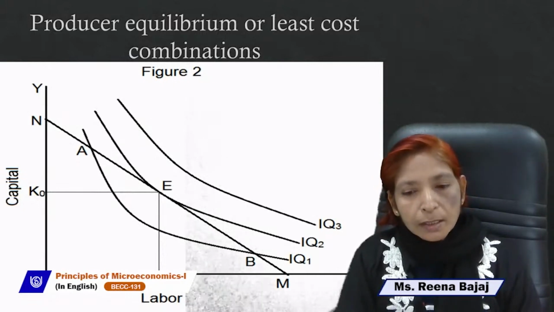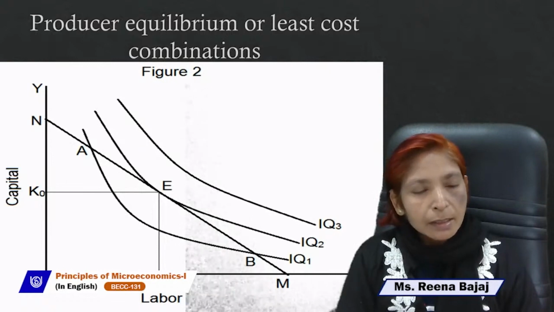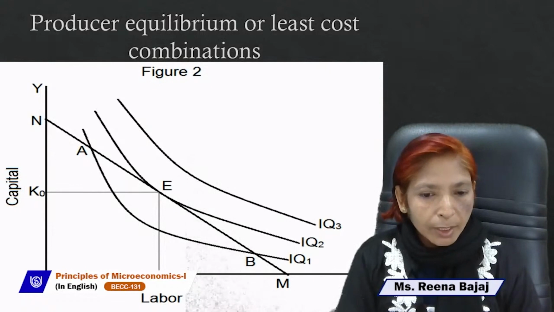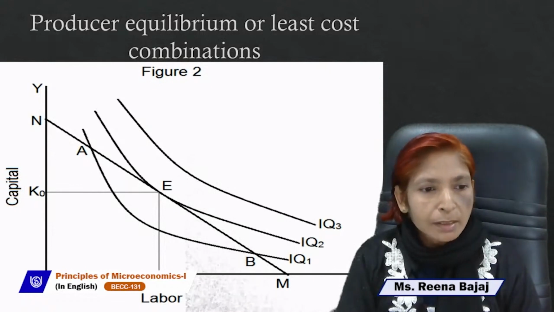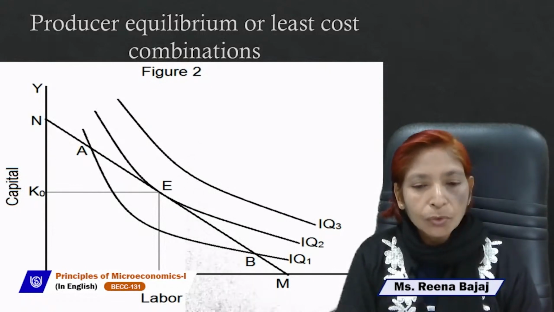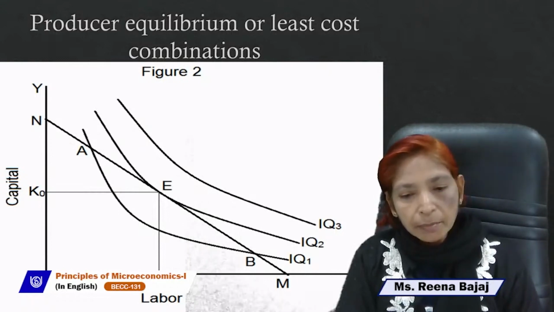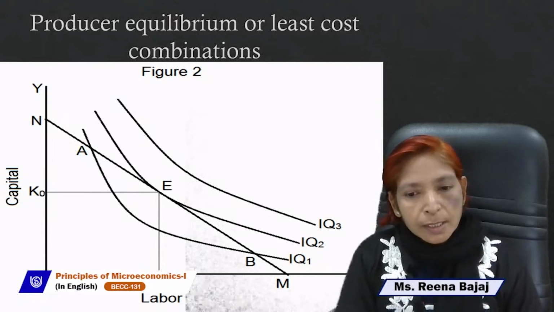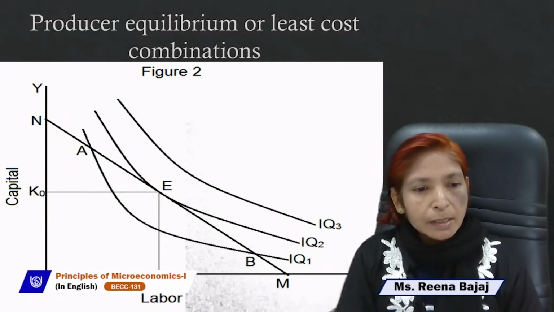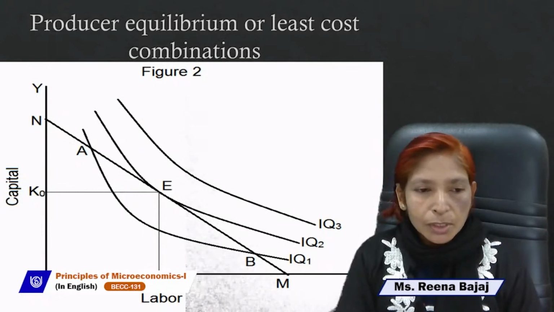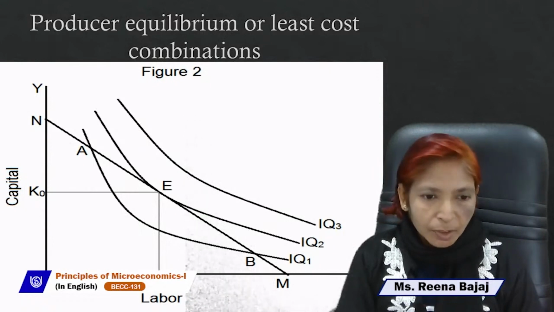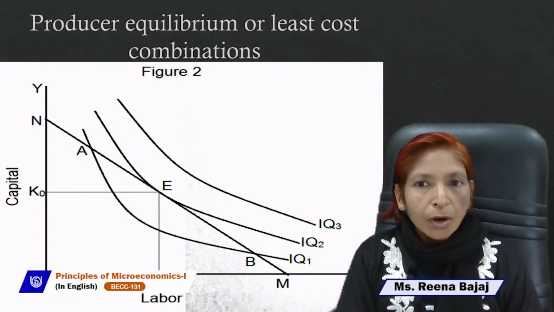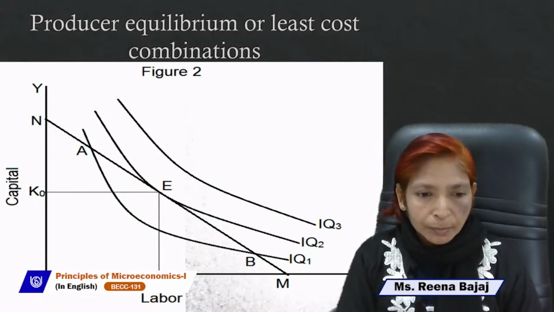So isoquant 1 is intersecting this isocost line. So equilibrium will not be determined here at point A or point B, because the isoquant is intersecting the NM isocost line at 2 points, A and B. The second isoquant curve touches the isocost line at point E. This point E shows producer equilibrium or least cost combination.